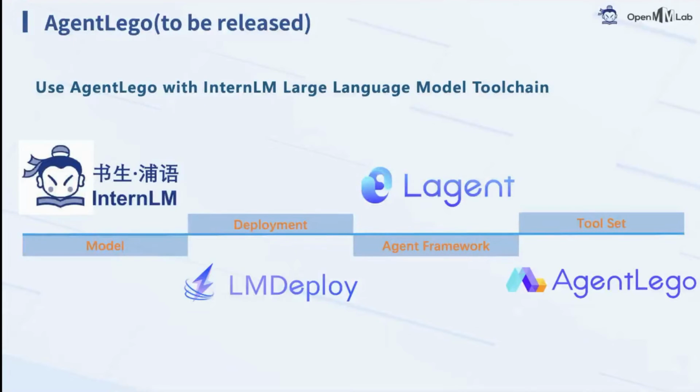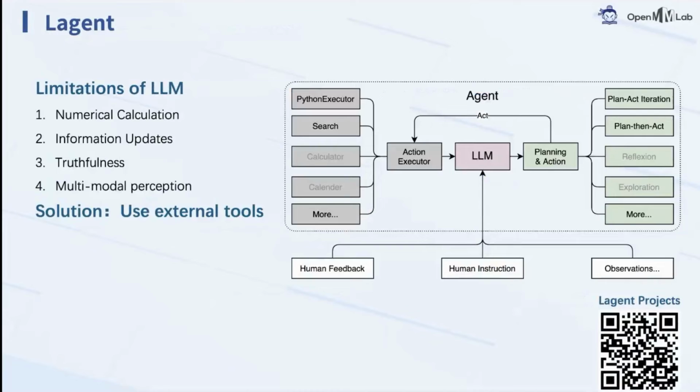So what is Lagent? We developed Lagent because we have already observed many limitations of large language models. It cannot do numerical calculations well when the number is very large, or catch up with the most recent information or news happening every day, and it cannot guarantee the truthfulness of its answers. It also cannot perceive the visual world or multimodal data. All these issues can be reduced or solved by a simple way, which is to use external tools to augment the language models.